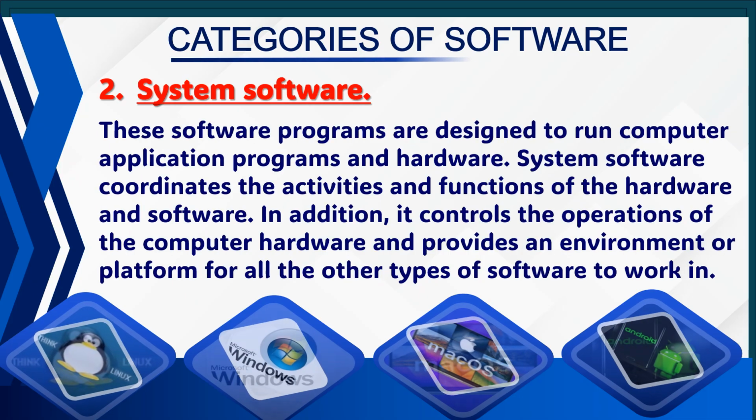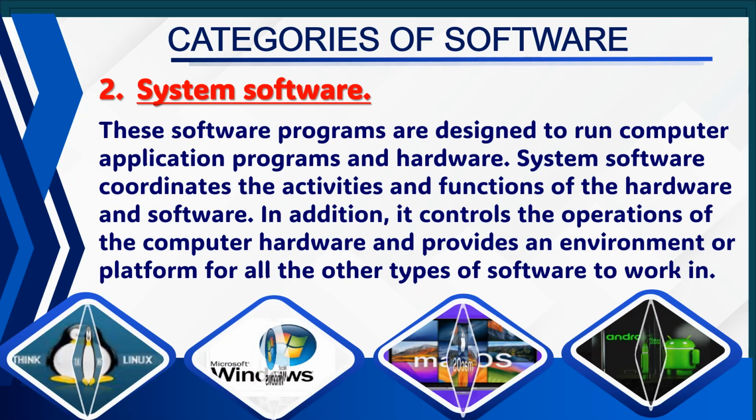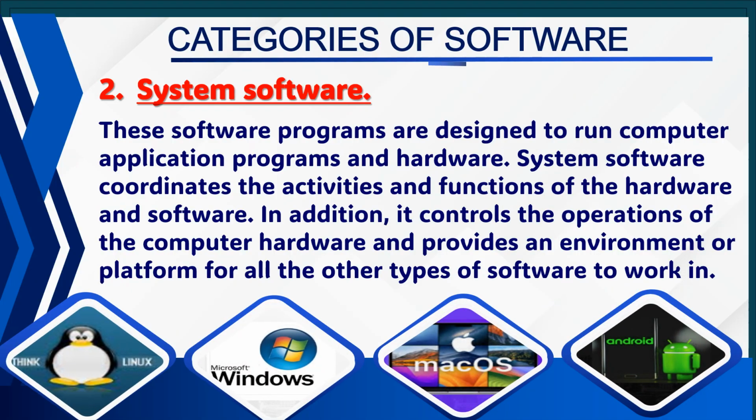System software. These software programs are designed to run computer application programs and hardware. System software coordinates the activities and functions of the hardware and software. In addition, it controls the operations of the computer hardware and provides an environment or platform for all the other types of software to work in.